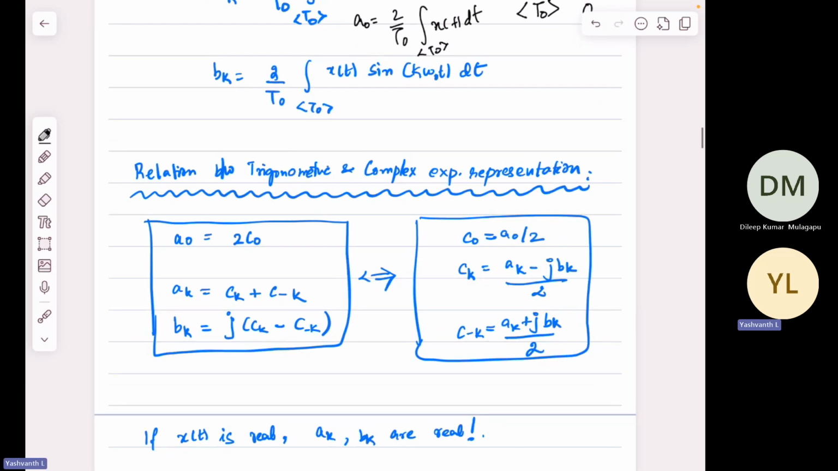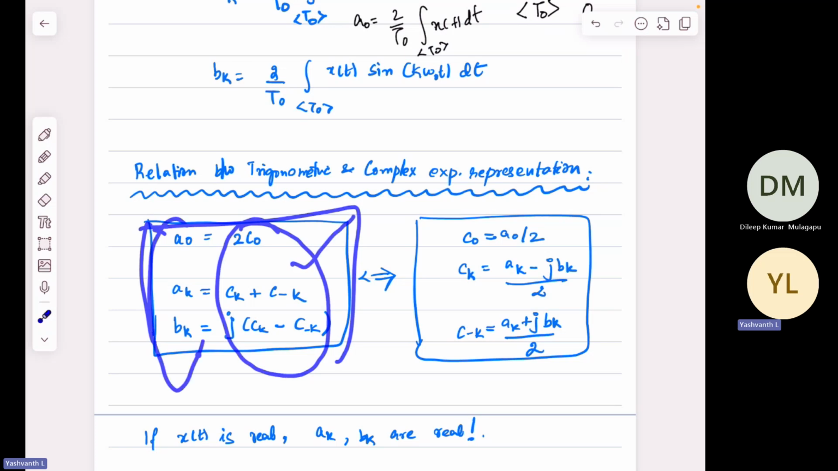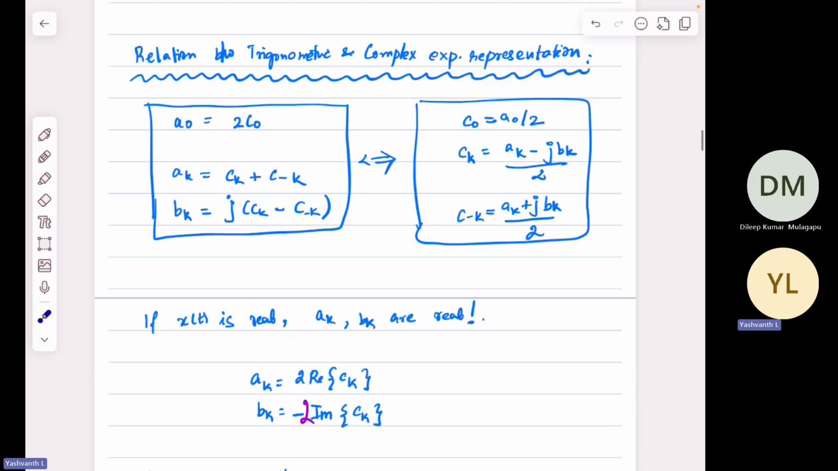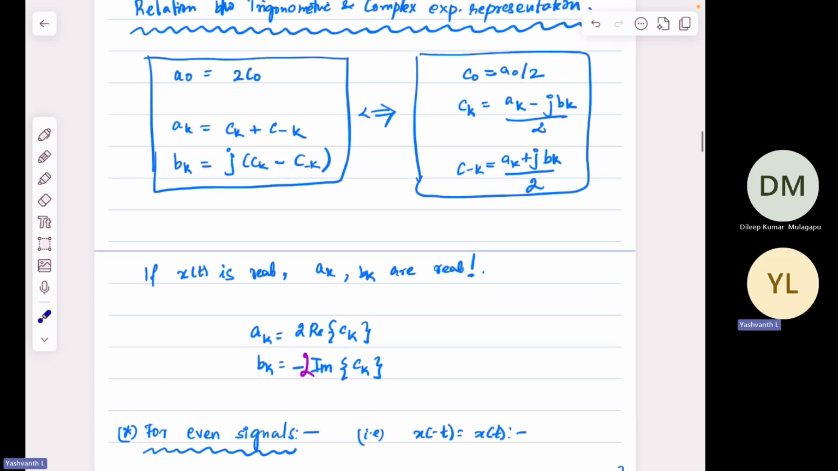Fine. So this is a conversion. If you have one representation of Fourier series, then how to get the representation in the other domain? In the first table, if you have all the complex exponential, use these formulas to find out a naught, ak, and bk, from which you can write the trigonometric Fourier series representation. Similarly, if you have the trigonometric Fourier series representation, that means you know the values of a naught, ak, and bk. Then use these expressions to find the values of c naught, ck, and c minus k. That will help you in writing down the complex exponential Fourier series representation. So you can always convert from one representation to another.